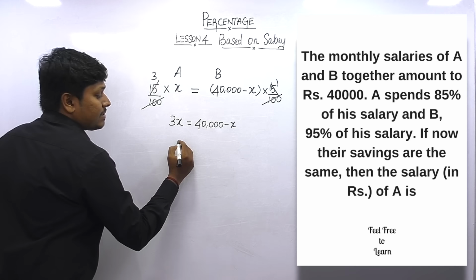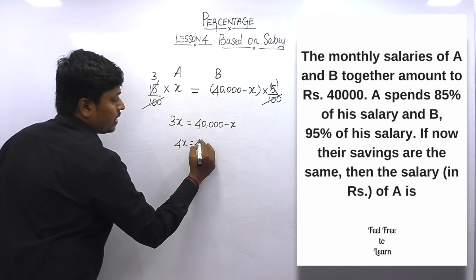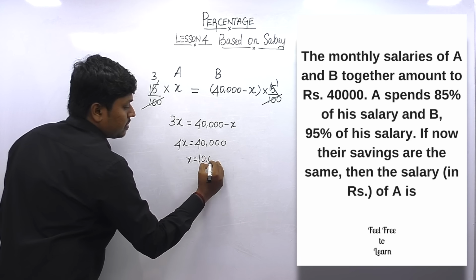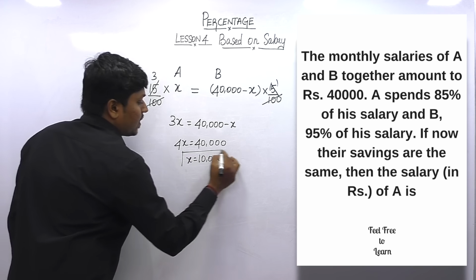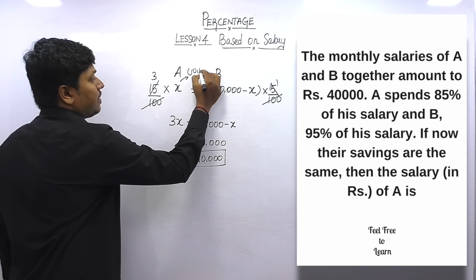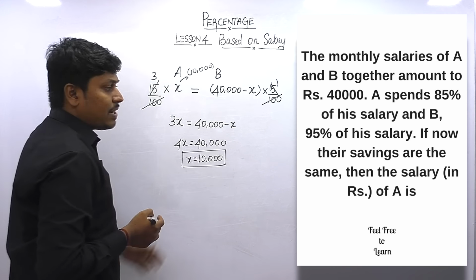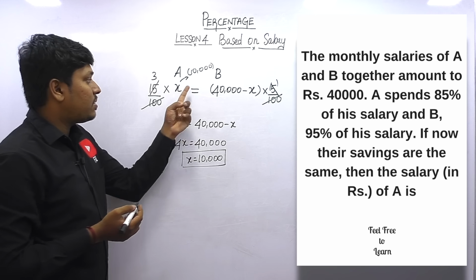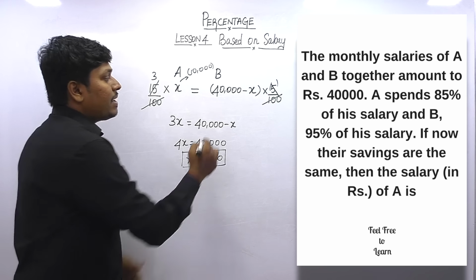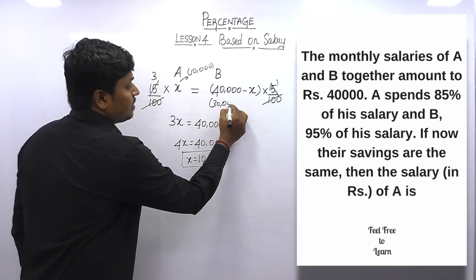So 3x minus x will be 4x is equal to 40,000. So finally x is equal to 10,000. So we got an answer. X is equal to 10,000, which is the salary of person A. And what is our target? Our target is to find the salary of person A. So finally we have found the salary of person A is 10,000, and the remaining will be 30,000, which is the salary of person B.